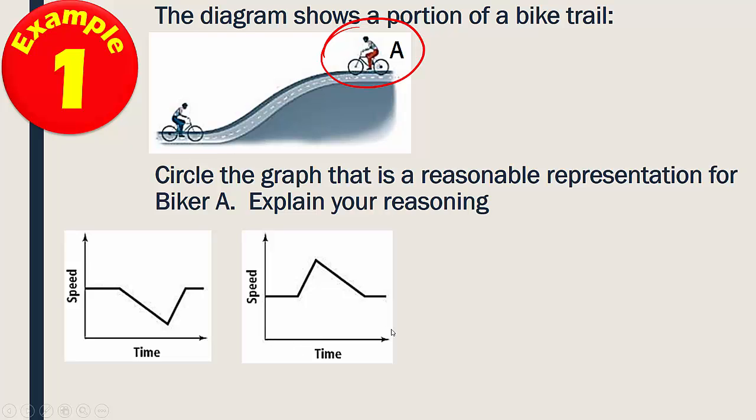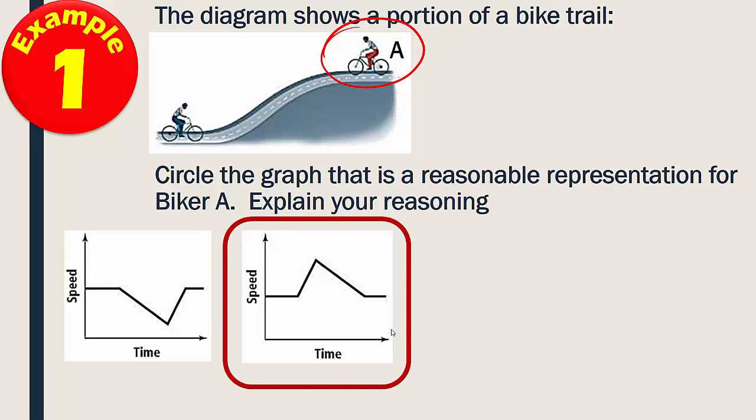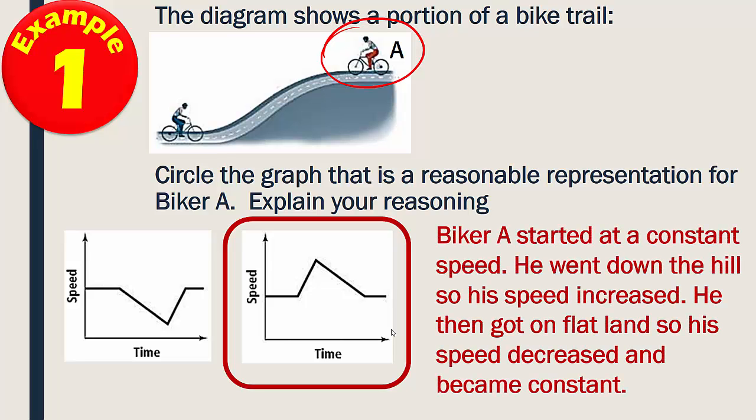So we've got biker A, and he's going to go down this hill. So we're going to pick this one. Okay, not because it looks like a hill, but because if you look at the graph, biker A started at a constant speed, which we have right in here. Okay. And then he went down the hill, so his speed increased. So even though he's going down the hill up here, he's going to go faster. His speed's going to go faster. So since this is speed, it goes up. And then as he got to the bottom, his speed decreases because the ground levels out. So that's his speed decreasing. And then eventually he maintains that same steady pace the entire time. So that's the reason for that.